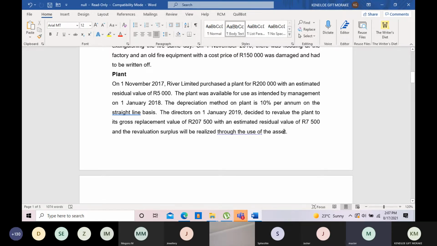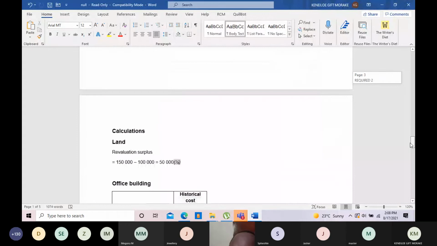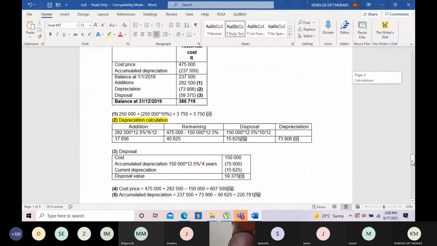I always say this thing to you, that you must start by subtracting the residual value before you even apply the percentage of depreciation. That's what I said to you, and that is what I'm doing right now. So now, let me quickly go back there. I want to finish this thing now, because I'm tired.